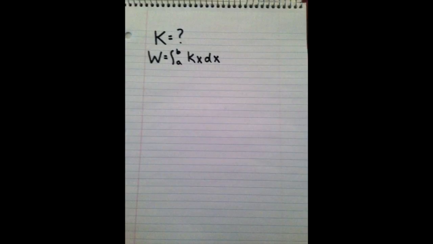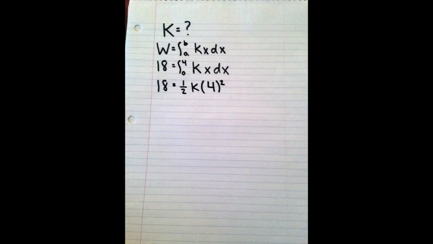We start with the new formula that we just learned, W equals the integral from a to b of kx dx. We already know that 18 foot-pounds is required to stretch the spring from 0 to 4 inches. So we can plug in 18 for W and 0 for a and 4 for b, since those are the inches that it is stretched. When solving for the integral with respect to x, it comes out to be 1/2 kx squared. You then plug in your boundaries 4 and 0. Since we have 0, it is irrelevant and you don't even have to worry about it. So it comes out to be 18 equals 1/2 k 4 squared.